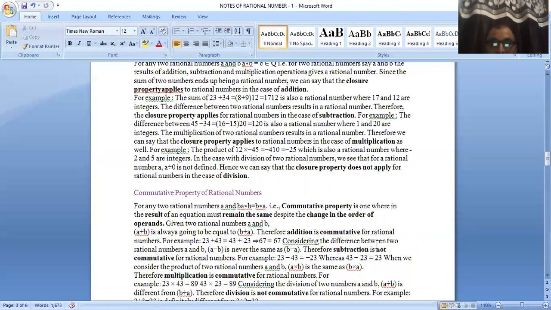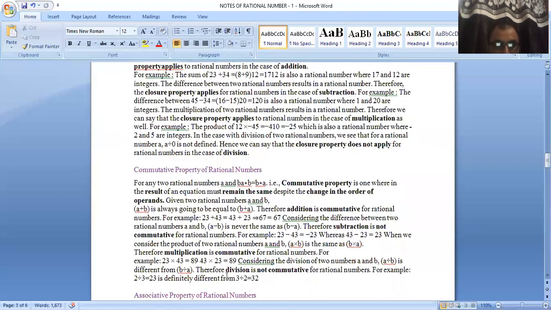Now, consider the difference between two rational numbers a and b. a minus b is never the same as b minus a. Therefore, subtraction is not commutative for rational numbers a and b. a multiplied by b is the same as b multiplied by a. So, we can say the multiplication of two numbers is commutative for rational numbers.